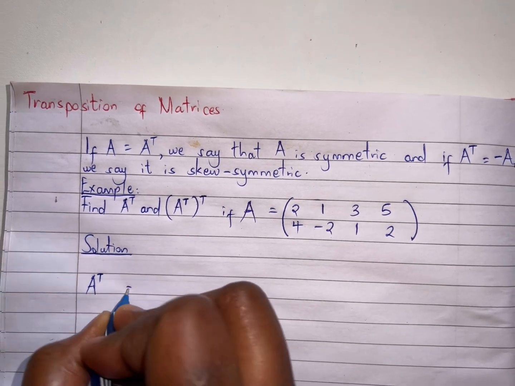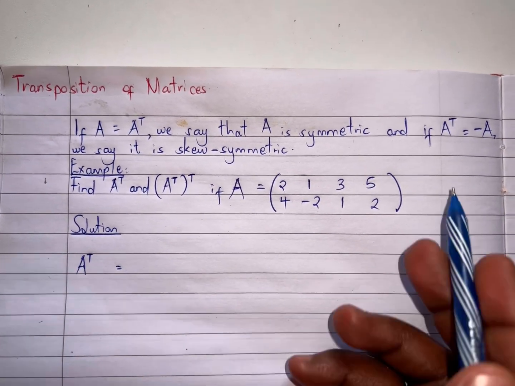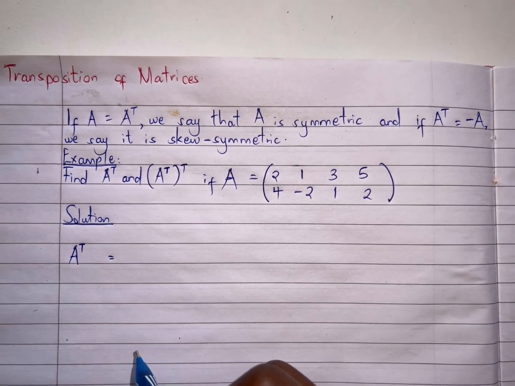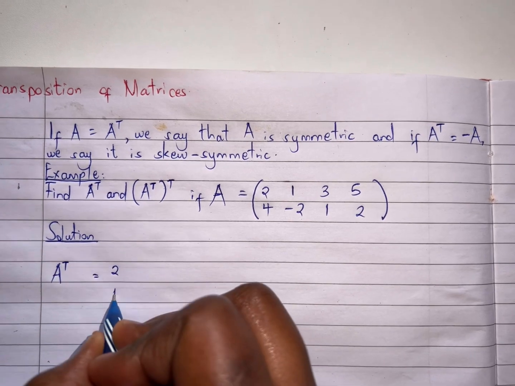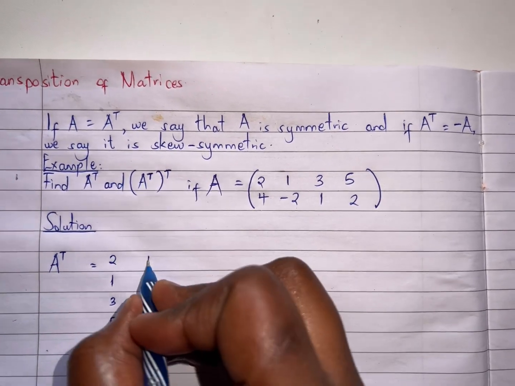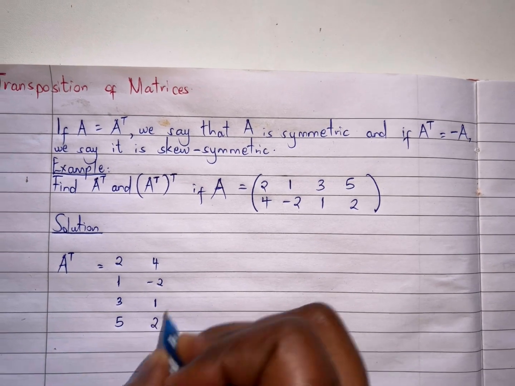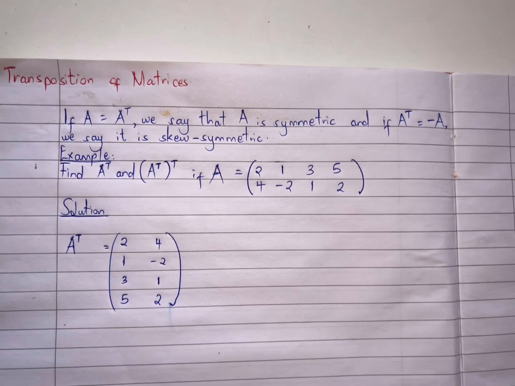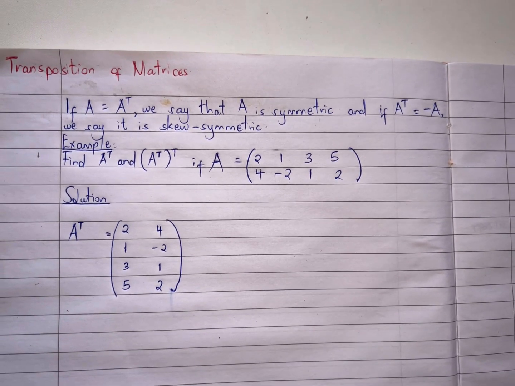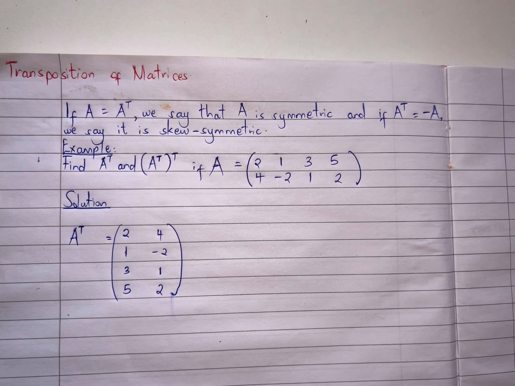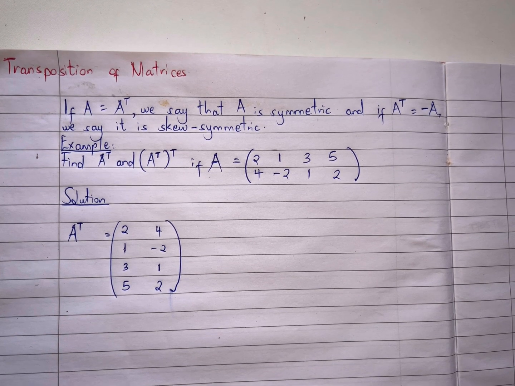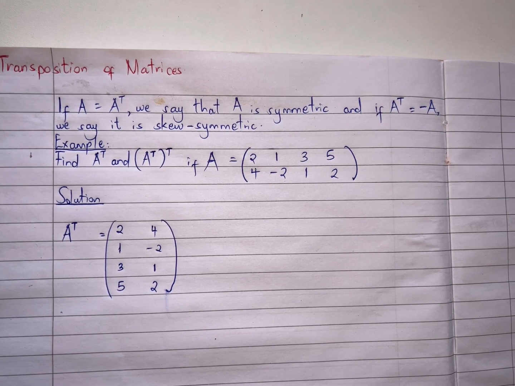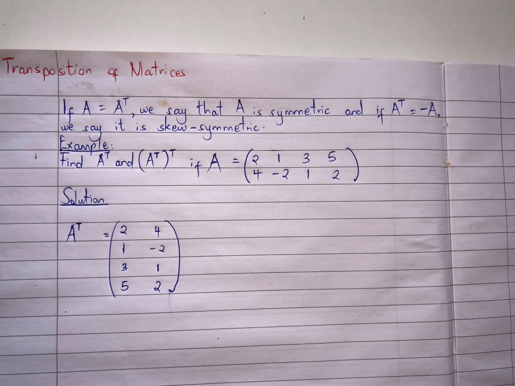The transpose of A. I said transpose is making the rows become columns. So our answer should be 2, 1, 3, 5, and 4, negative 2, 1, 2. We have two rows here: 2, 1, 3, 5 is the first row, and 4, negative 2, 1, 2 is the second row. We change them to become columns, and that is what we've done. So our answer will have 4 rows and 2 columns.